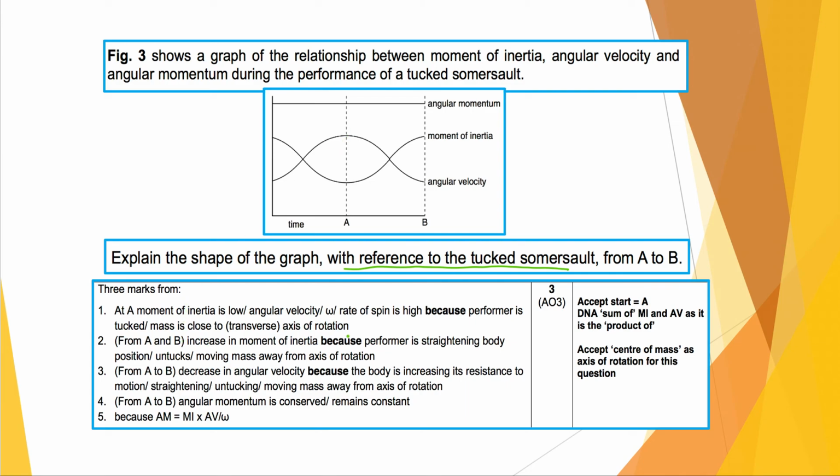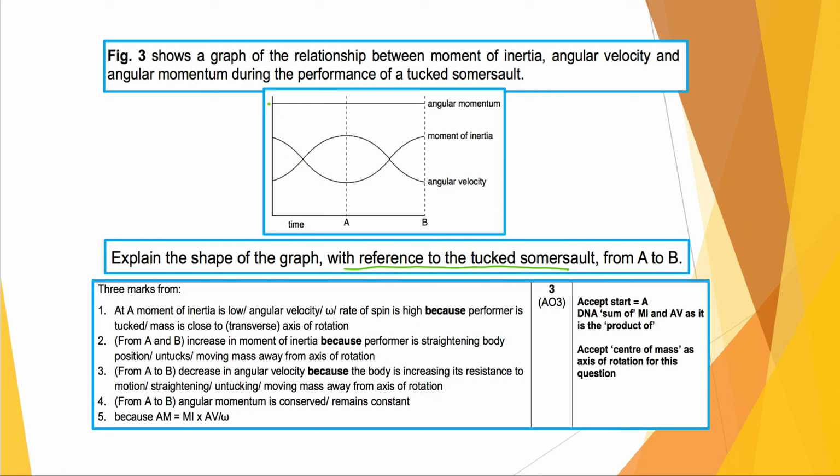From A to B, moment of inertia is increasing because the performer is straightening out their body, moving their mass away from the axis of rotation, which means that angular velocity has to decrease because this body is now increasing its resistance to motion. It's increasing its moment of inertia because they're moving their body away from the axis of rotation.